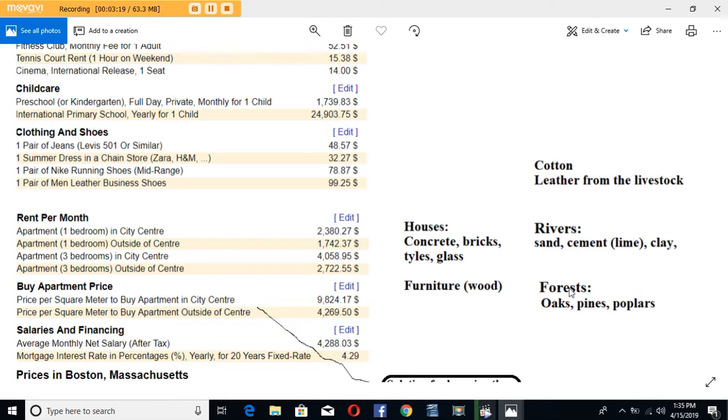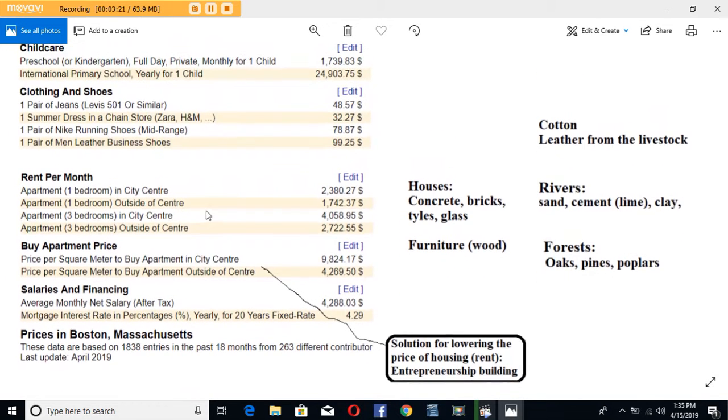The price of a house depends on in-city center factor or out-city center factor. It means close to facilities, calm neighborhood, job opportunities. The solution to lower the prices are entrepreneurship buildings.